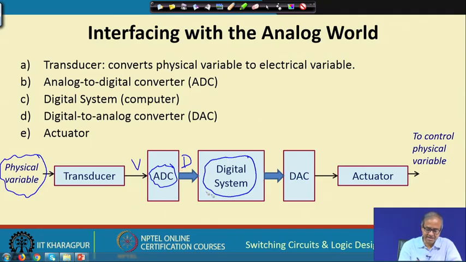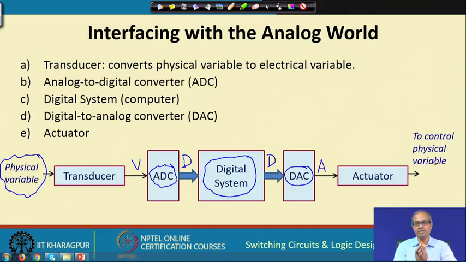Then this digital data comes to the digital system, where whatever processing you want to do can be carried out, and the result of the processing, which is again some kind of digital data, let us call it D, is fed to something called a digital to analog converter, the reverse of ADC. It takes this digital word and converts it into an equivalent analog voltage A, and there is an actuator which uses this analog voltage to control the physical variable of the environment.